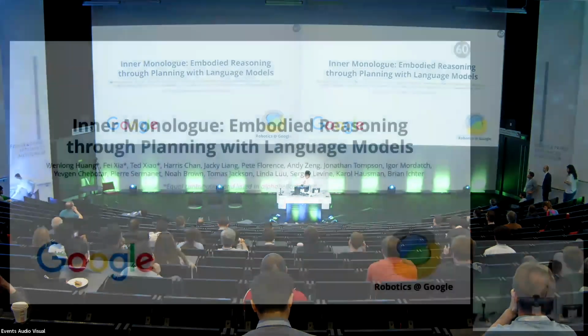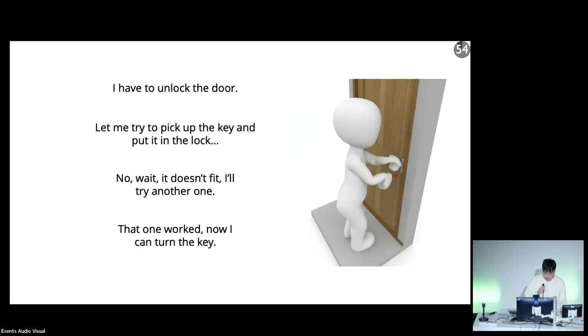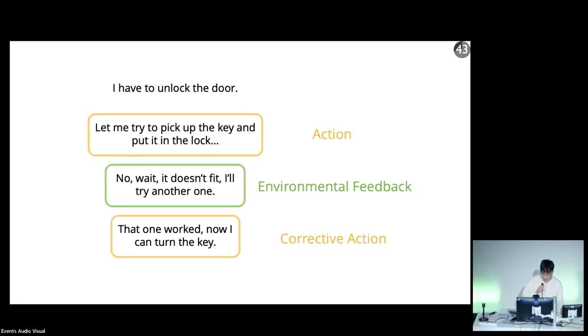Hello, everyone. My name is Wenlong. I'm here to present Inner Monologue, embodied reasoning through planning with language models. Imagine the thought process when a person tries to solve some task. I have to unlock the door. Let me try to pick up the key and put it in the lock. No, wait, it doesn't fit. I'll try another one. That one works. Now I can turn the key. The thought process here involves the best immediate action, involved with feedback, and corresponding corrective actions.